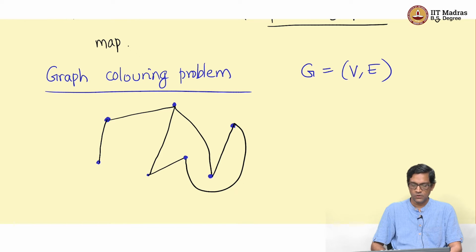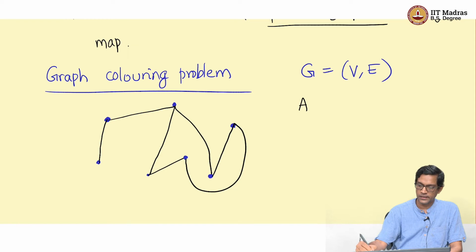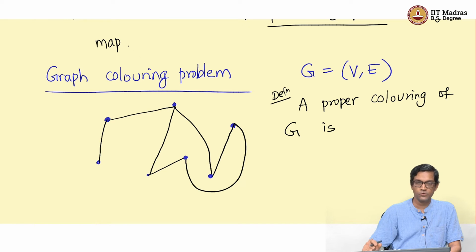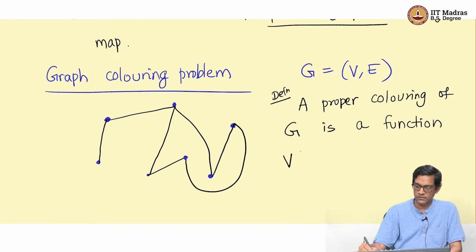Now, given a graph, the goal is to assign a color to each vertex. So, here is a definition. An allowed coloring, sometimes called a proper coloring, of G is the following: you assign a color to each vertex. Assigning a color to a vertex can be thought of as a function. It is a function from the set of all vertices of the graph, let us call it V, to the set of colors.